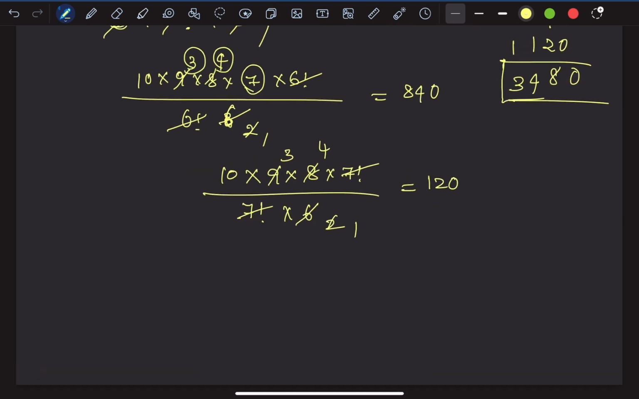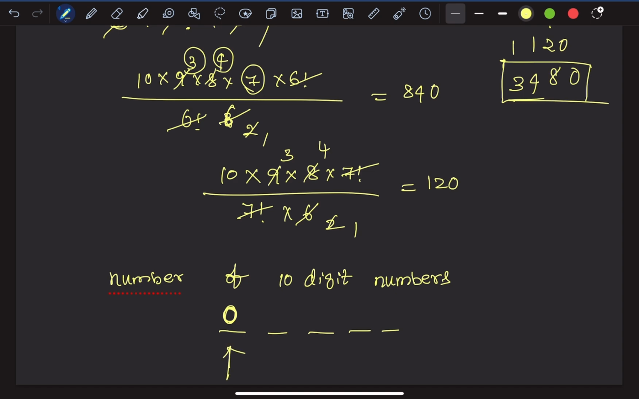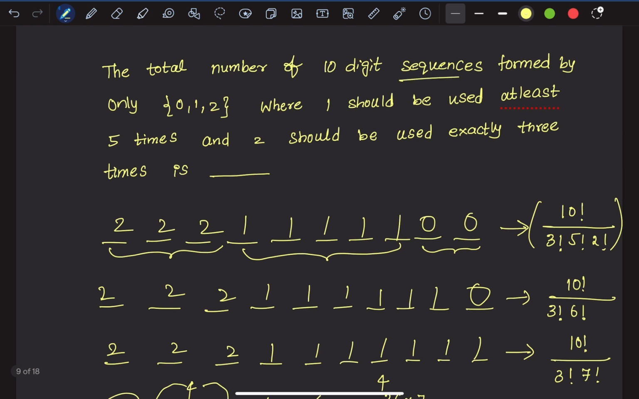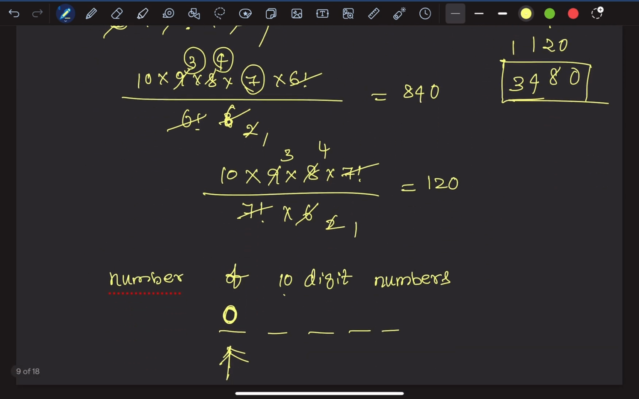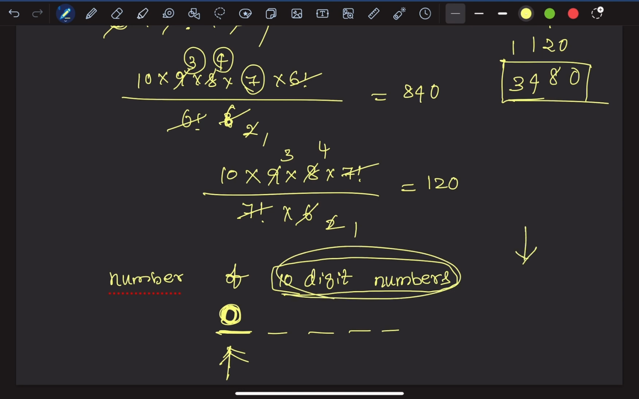This question can be made more difficult by asking you the number of 10-digit numbers that can be formed using those 3 digits. In that case, when they ask you to find the number of 10-digit numbers, 0 should not be the starting digit of the number. Here they mentioned sequences, so I have not considered them as numbers, and I have just directly written the permutations. But if they specifically mention these are 10-digit numbers, then you cannot consider that there is a 0 in the most significant place of the number. So comment down your answer if this was the question. So let us move to the next question.